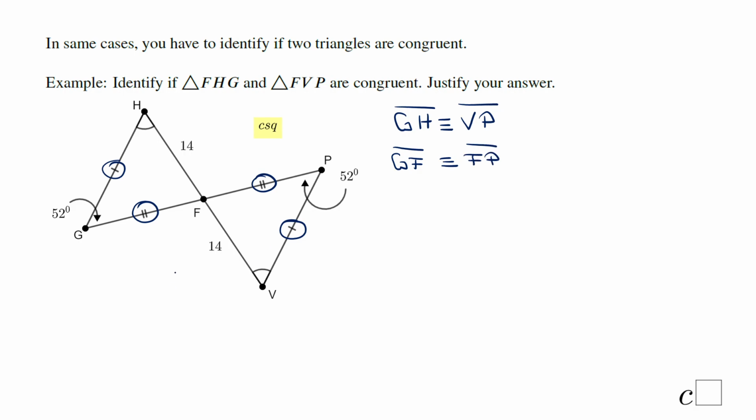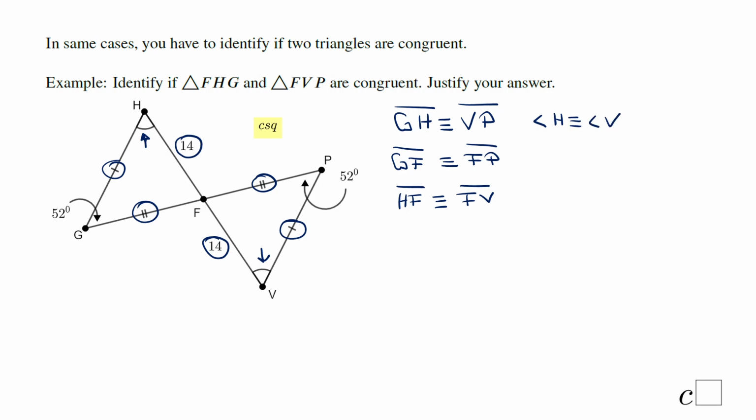And let's take a look. We notice also this is 14 and this is 14. That means HF and FV have the same measure, which translates to HF congruent to FV. So we have these 3 corresponding congruent sides. Let's take a look at the angles now. And the first angle I notice is this angle V and angle H. Right, you notice they are marked the same. And let me be consistent. I'm going to start with angle H congruent to angle V.